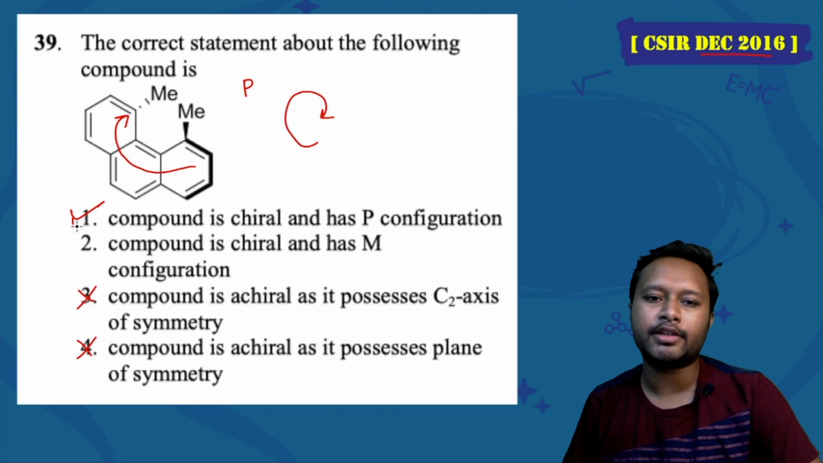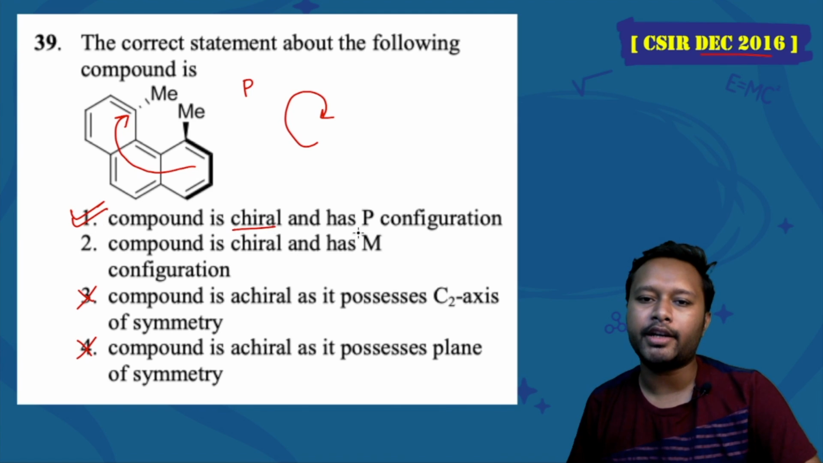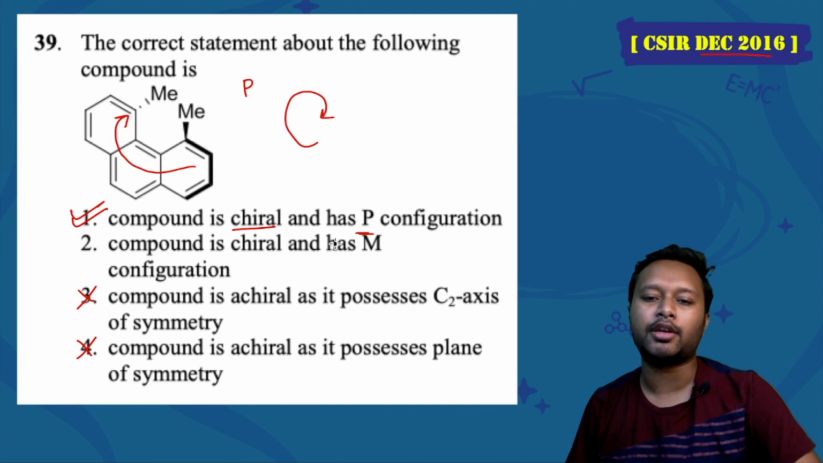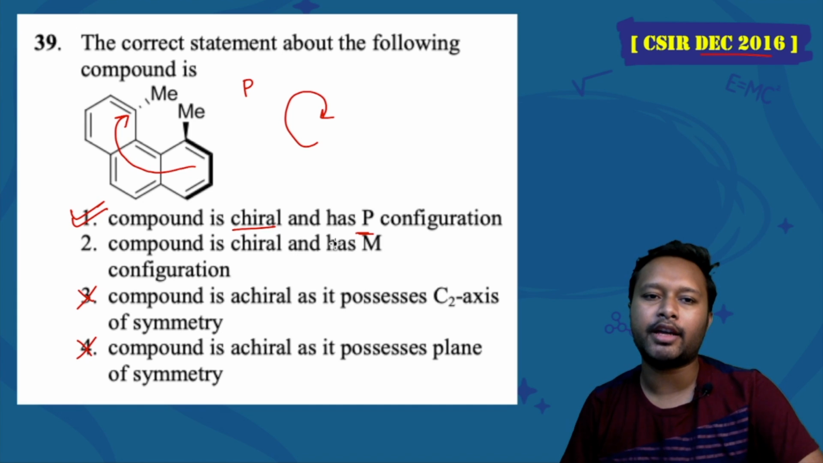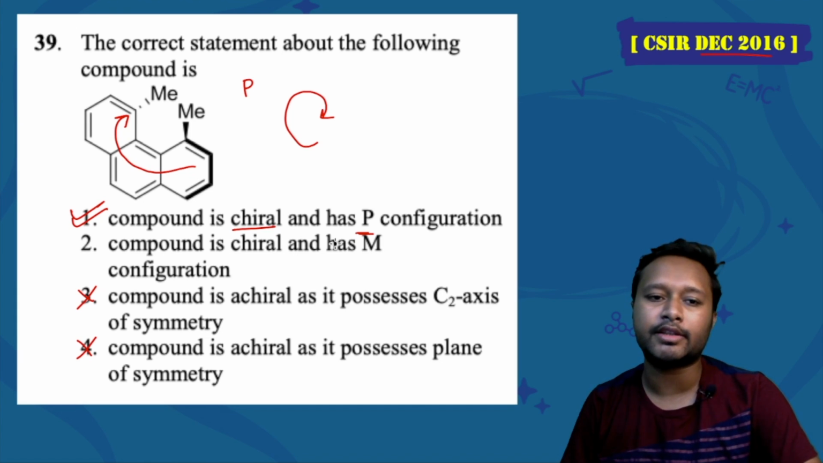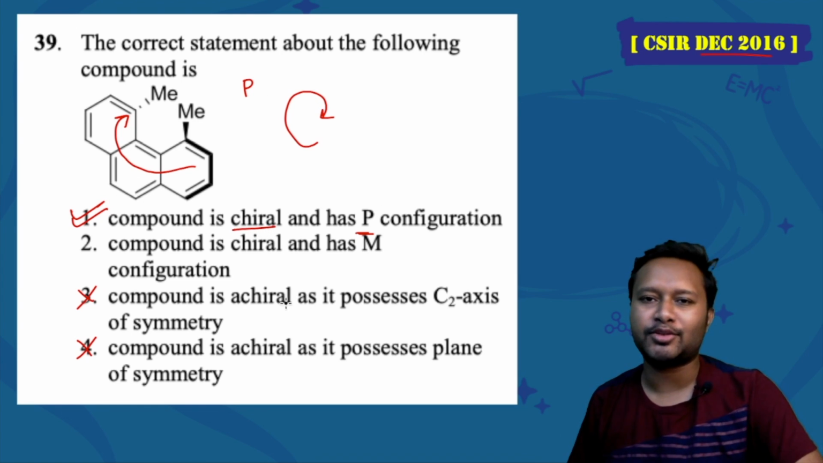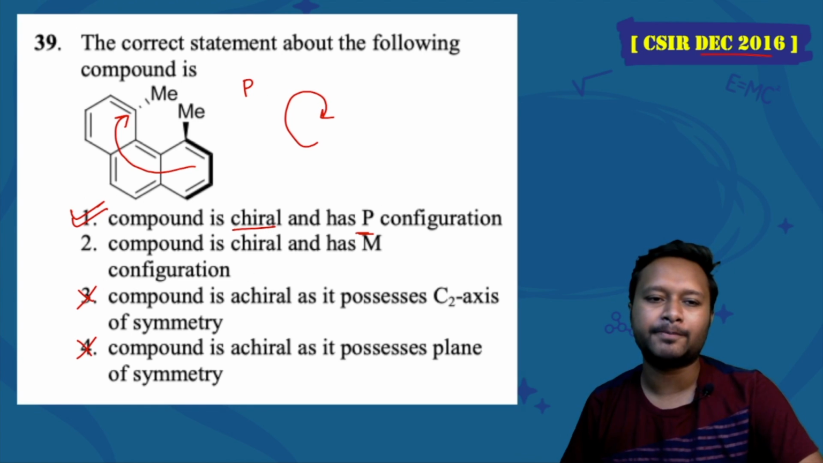So option number 1 is correct, that the compound is chiral and it has P configuration, okay. So the configuration is P. So that's why option 1 is the correct option for this particular question. Okay, fine, I guess this much you understood. Let's go to the next one then.